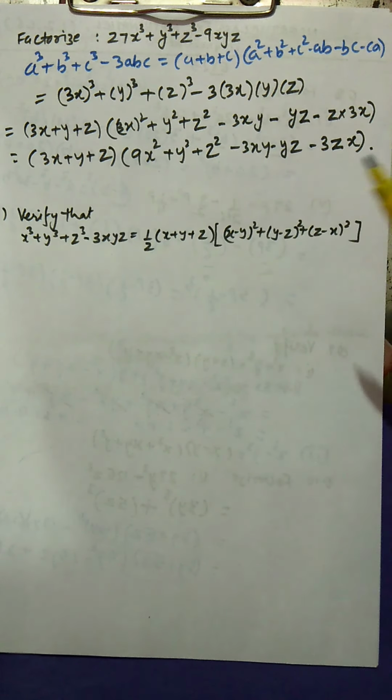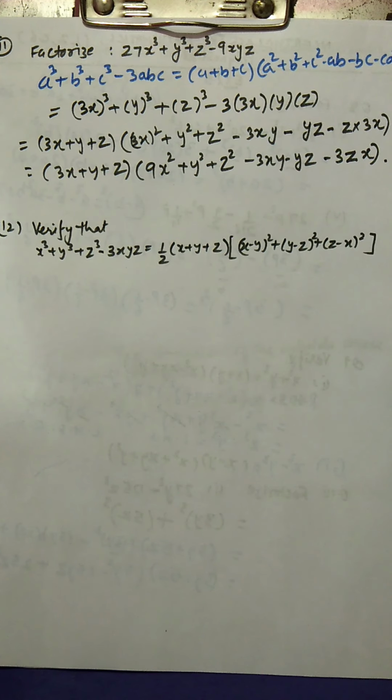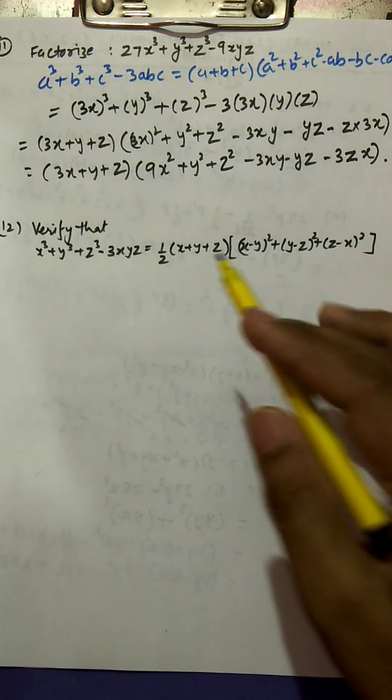You can show it this way only because I have used this identity. Now this question number 12. This question number 12 is very important, because you have to now verify that.